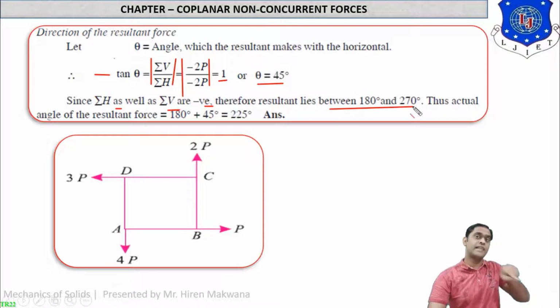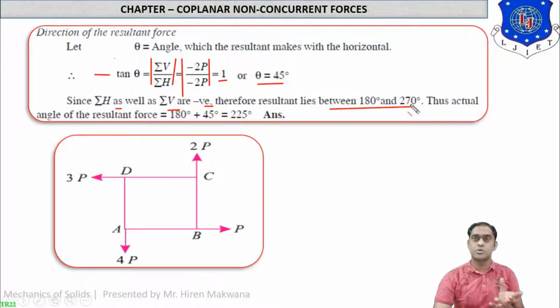So the answer will be lying in the third quadrant. Okay, the answer is lying in the third quadrant, so theta will be lying from 180 to 270 degree. Obviously, this will be calculated like this: 180 plus our answer 45 is equal to 225. So 225 is the value of the direction of the force, which is lying between 180 and 270. This is the answer for the direction of the resultant.